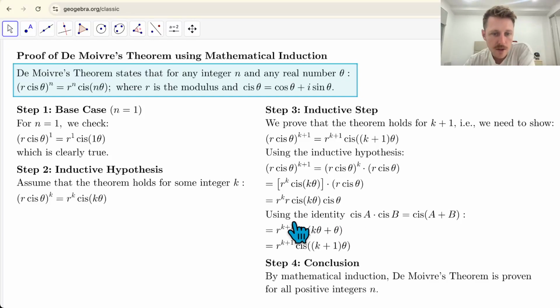Finding it hard to follow my own things. But yes, sorry. r to the k times r is r to the k plus 1, just using index laws. Cis of k theta plus theta is found from this, because what we're saying is we're making cis of k theta multiplied by cis of theta. Applying this identity says that this is true, k theta plus theta. So we get this. And so we have shown that the inductive step holds true. So by mathematical induction, de Moivre's theorem is proven for all positive integers n.